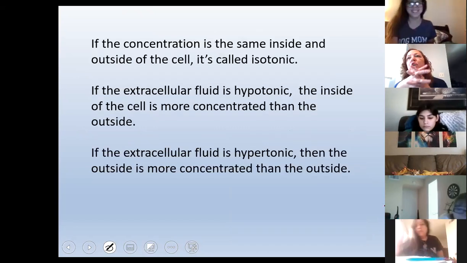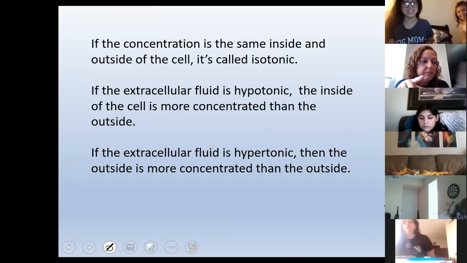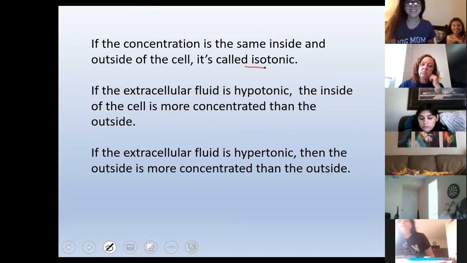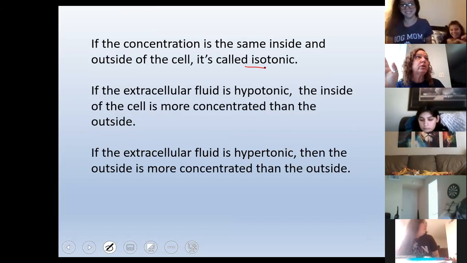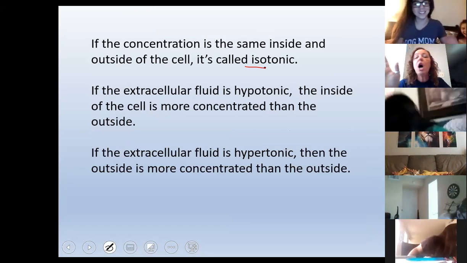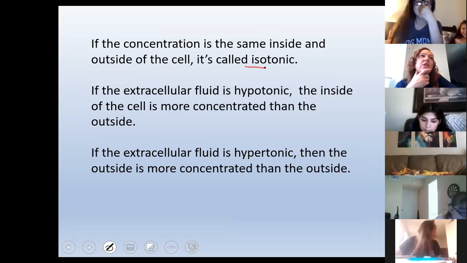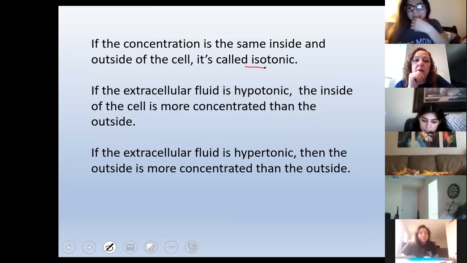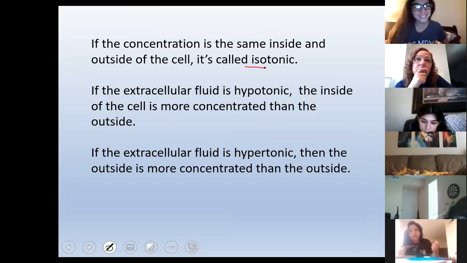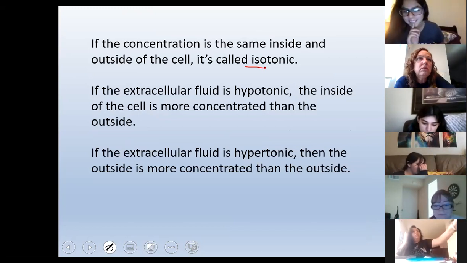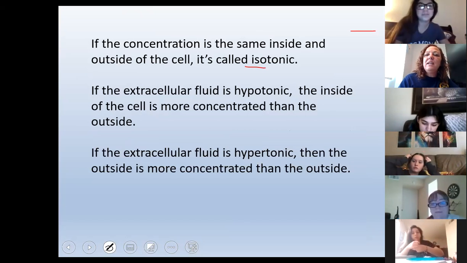All right, so I have some terms that I want to talk to you about here. Iso. Now again, we're talking about pressures. We are talking about concentrations. What does the medical term iso mean? Anybody? Iso. Equal or alike. Very nice. Equal.